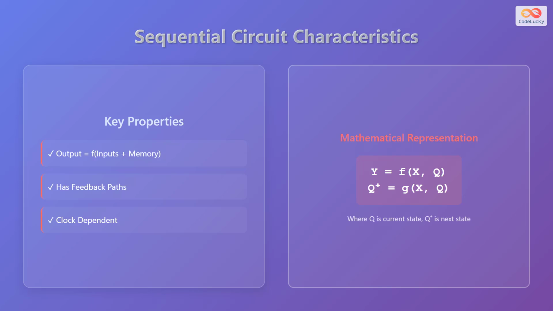Mathematically, we can represent this as y equals f(x, q), where q is the current state, and q+ equals g(x, q), where q+ is the next state.